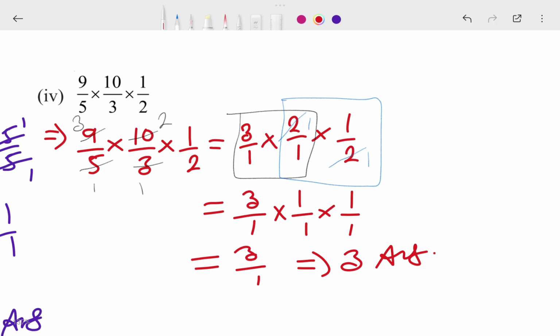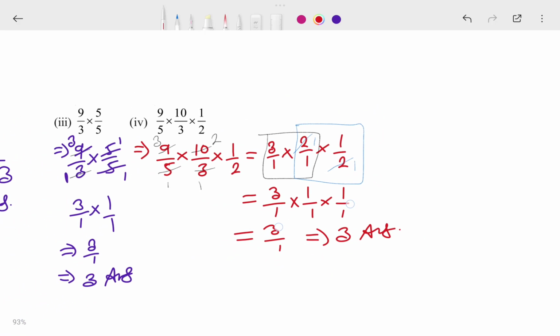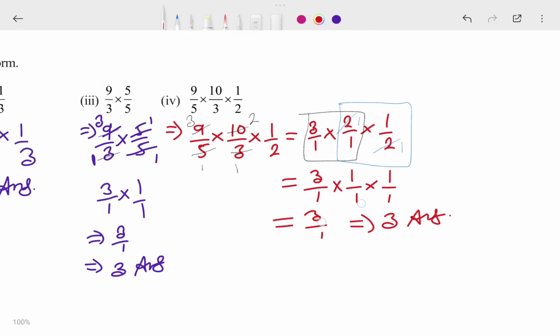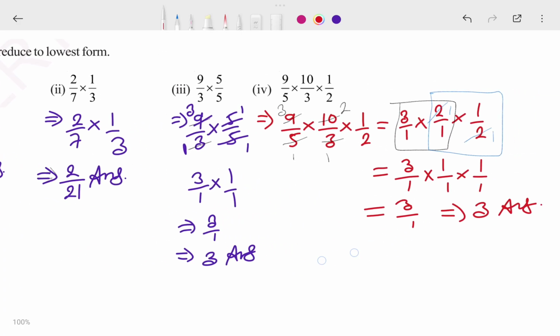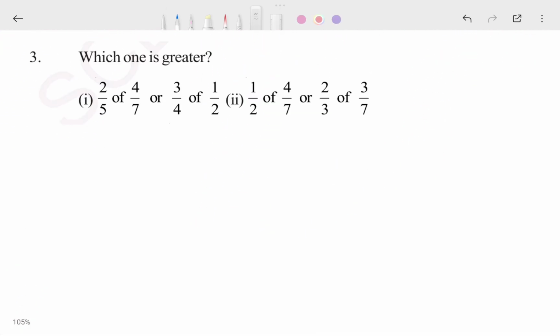Okay, so that's enough. So actually this is our answer of this one. Okay, I hope it is clear to you. So this question is completed till here only. Okay, so this is our third question, which one is greater.